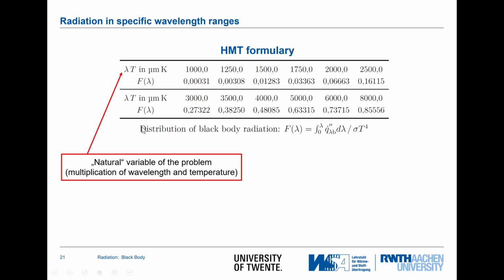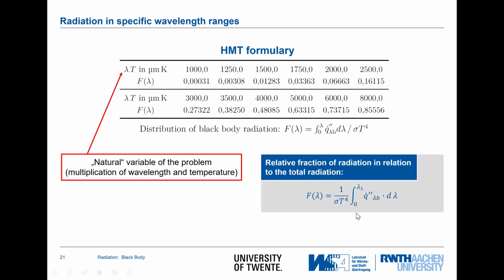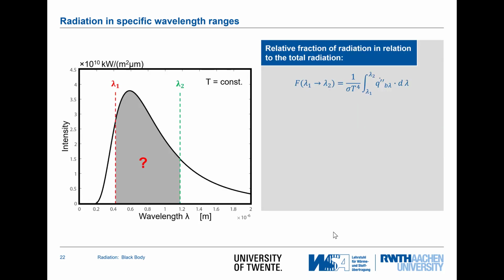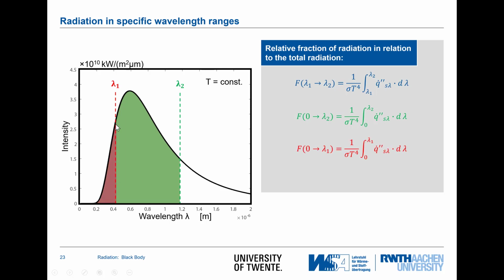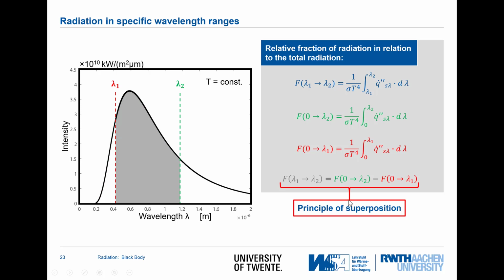Now let's move back. That's why we have there lambda times T, and you can use that formulary to calculate that relative fraction compared to what the black body emits in total. And if we now have an object with a wavelength range, let's say between lambda 1 and lambda 2, the approach is pretty straightforward. We calculate this green, the total emission up to lambda 2. Then we calculate the red, the total emission up to lambda 1, and then we can use the principle of superposition, take these f values from the table, and subtract the red from the green. Then we get the fraction of radiation between lambda 1 and lambda 2.